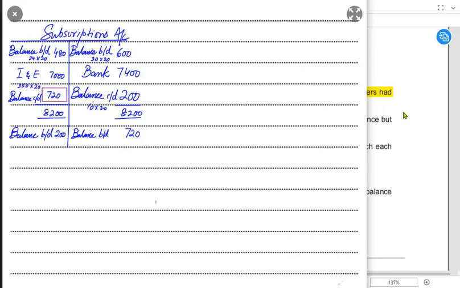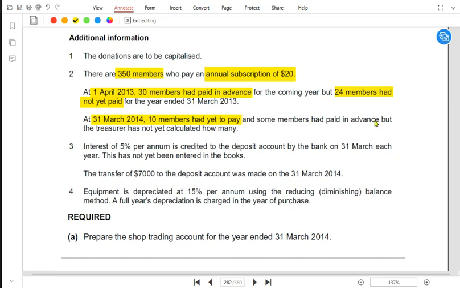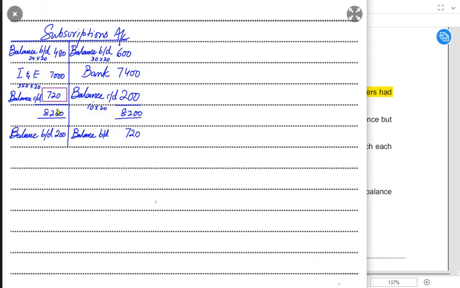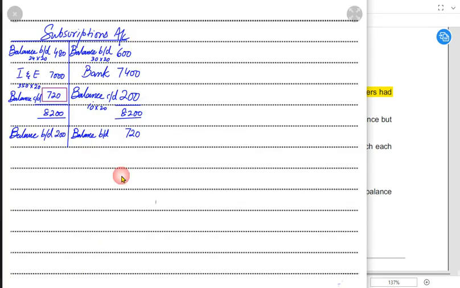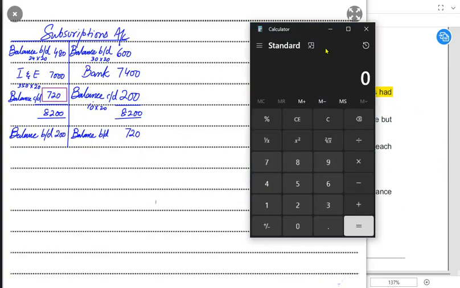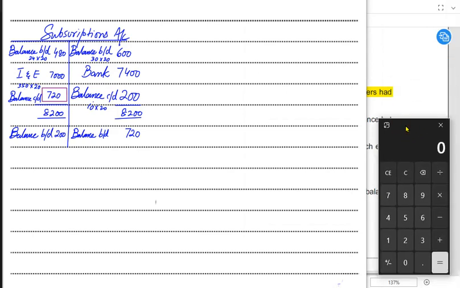So in this question, what if the examiner asks us how many members have paid in advance? As we can see, the opening balance, or the start of the year, is $720. This means we have received subscriptions worth $720 from members for the upcoming year, that is next year. And the annual subscription for each member is $20. So can we find the number of members? Yes, we need to divide the $720 that we have received extra by $20 per member. So this means 36 members have actually paid us the amount in advance.